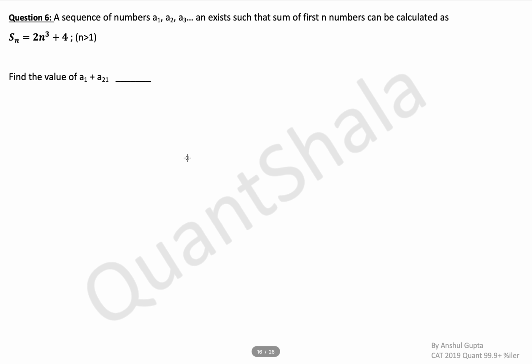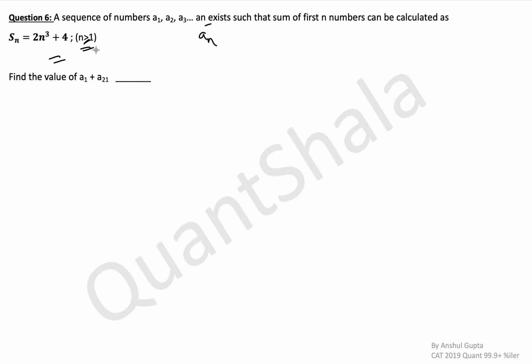So moving on to question number 6, we have a sequence of numbers a1, a2, a3, ..., an. A sequence of numbers exists such that the sum of the first n numbers is given by this expression, where n is greater than or equal to 1. Find the value of a1 plus a21. Again, a very classic question, which if you understand, you can solve a whole lot of other questions as well.